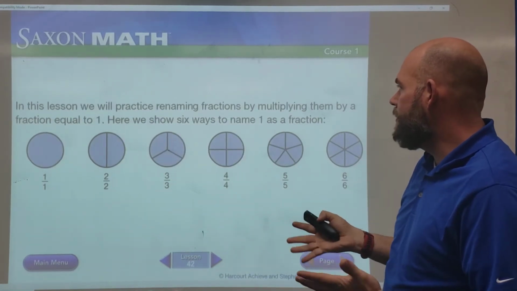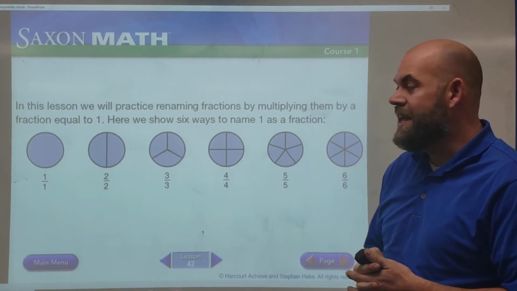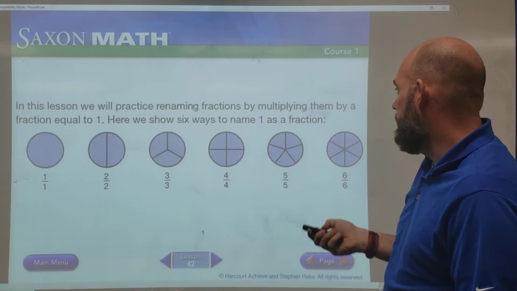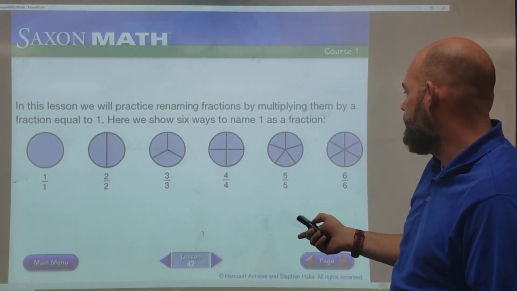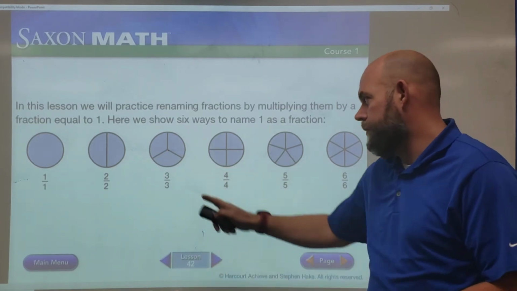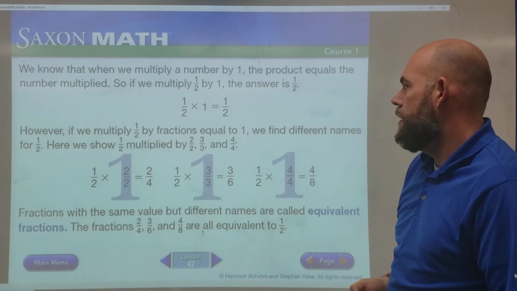So these are equivalent part fractions. All right, so in this lesson, we're going to practice renaming fractions by multiplying them by a fraction equal to 1. Here we show 6 different ways to name 1 as a fraction. 1 would be 4/4 or 3/3 or 5/5, and we could do this for any denominator.